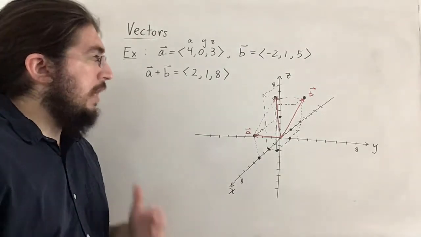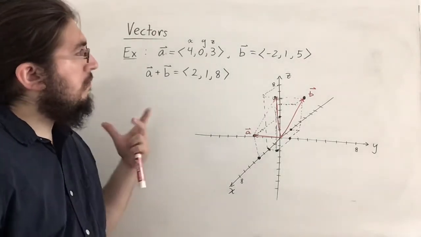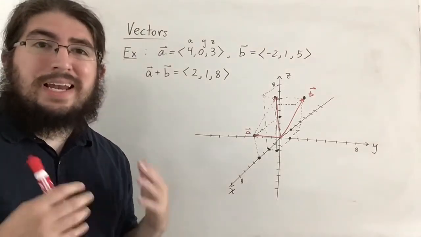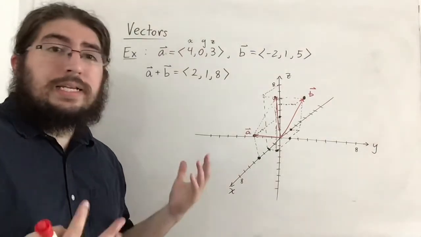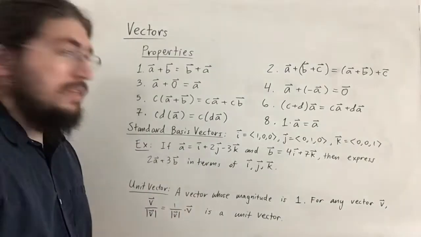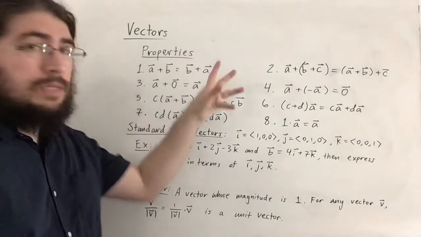So now we're going to look and try to analyze our definitions of addition and scalar multiplication and get some properties from that. So let's take a look at those properties right now. All right, so there's a lot going on here, but let's discuss the properties first.